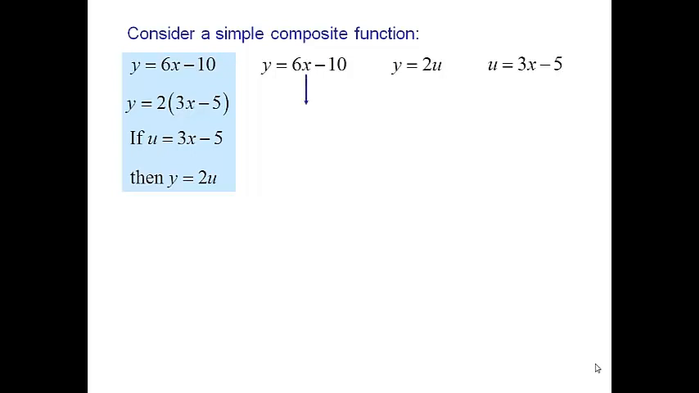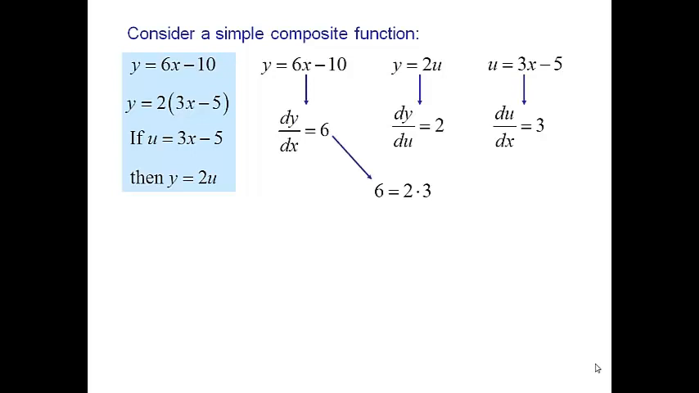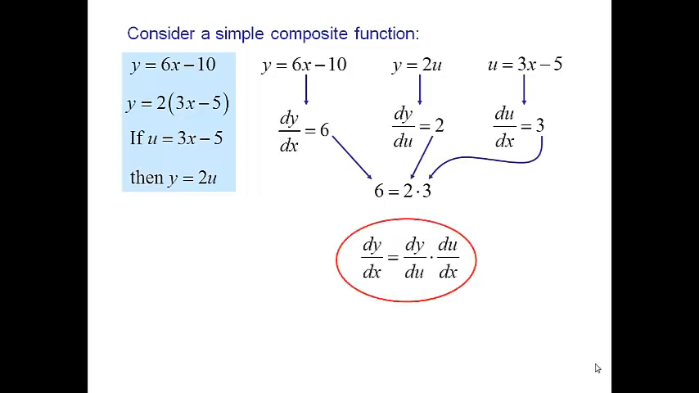So now watch what happens. If I take the derivative of y, I get 6. If I take the derivative of the new y, I get 2. And if I take the derivative of the u, I get 3. And notice that 6 equals 2 times 3. So dy/dx is equal to dy/du times du/dx. That is the chain rule.